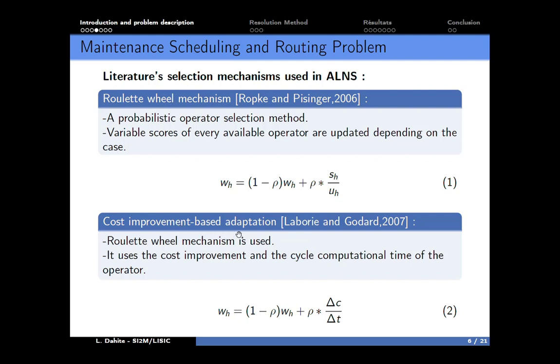Cost improvement-based adaptation, adopted by Laborie and Godard. It uses the same roulette wheel selection mechanism. The score component is, however, different. It uses the cost improvements and the computational cost of the operator, meaning the time of the operator. It favors the operator which not only improves the solution, like in the previous one, but also improves it faster.